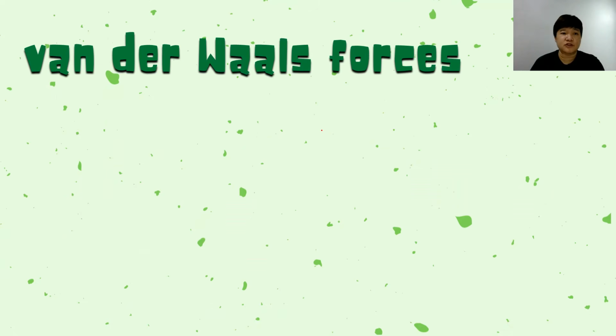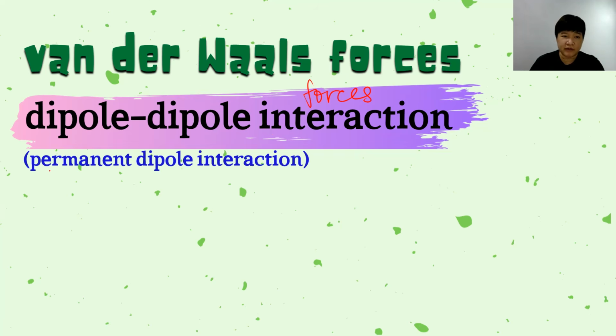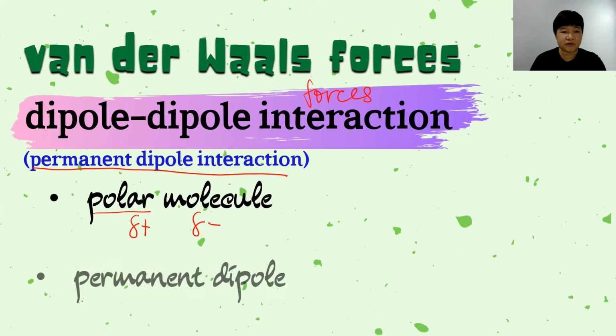First and foremost, let's look into dipole-dipole interaction, or we call dipole-dipole forces. Or we have another name of it that is called permanent dipole interaction. So this dipole-dipole interaction must happen to a polar molecule. Polar molecule means you are going to have a partially positive and a partially negative end, as you have learned previously on how to determine whether the molecule is polar or non-polar. And because of the partially positive and negative end, therefore you are creating a permanent dipole.